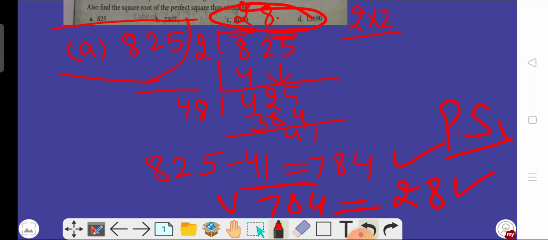This is the way by which you have to solve the remaining parts of question number 3. Try to do the remaining parts by yourself beta. Now we will move on to the fourth question. The fourth question is, find the least number by which the following numbers should be added to obtain a perfect square. Also find the square root of the perfect square thus obtained.